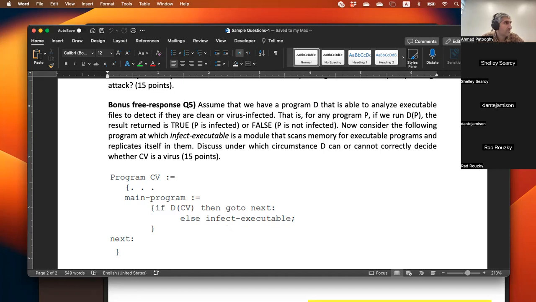I thought this was asking, and I don't know if I'm on the right track or not, about the generations of antivirus software. Is that the right direction to go with this? Yeah, that's correct. That's basically how CV tries to regenerate itself or infect more and more executables. But the question is, under which circumstances can this virus be detected eventually, or under which circumstances can the virus CV not be detected? This is the question that we are now about to answer.